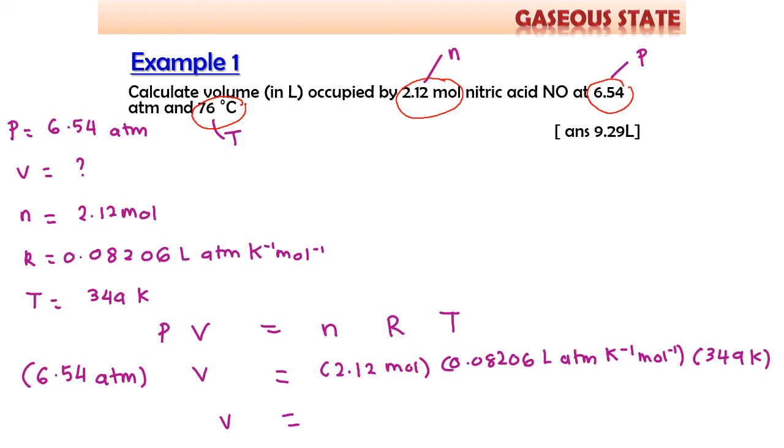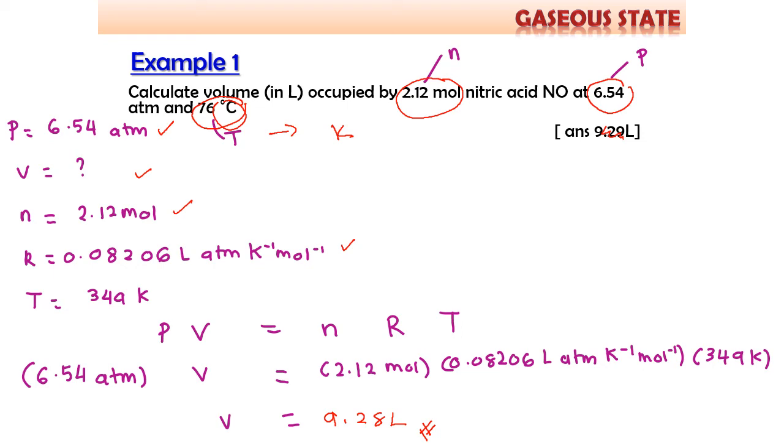So pressure is already in atm, and you want to find volume, mole is given, gas constant, and then temperature, since this is in degree Celsius, convert to Kelvin. So you will get 349 Kelvin. Then substitute into the formula PV equals nRT, and you will get your answer, 9.28 liter.